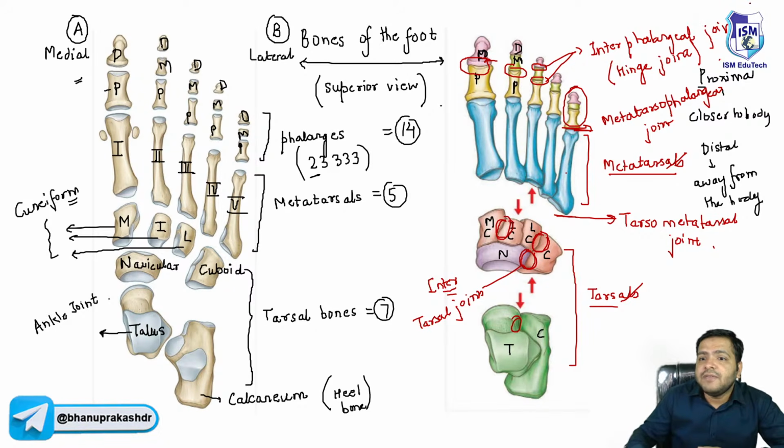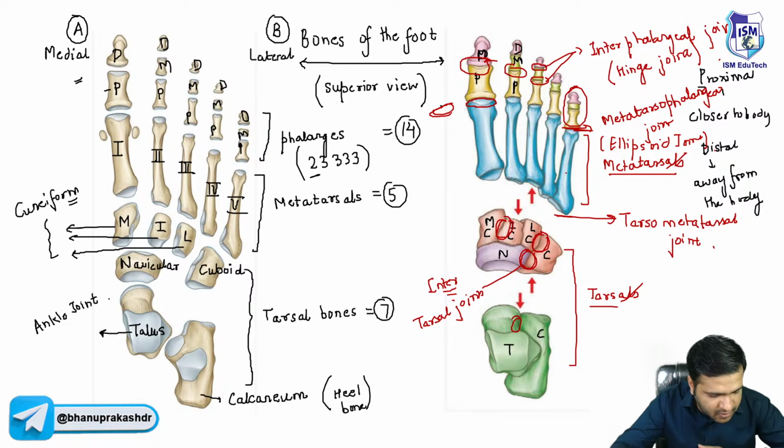Okay. Now we have metatarsophalangeal joints. These are ellipsoid joints, beta. Now when I say ellipsoid joints, they have elliptical shape. इनकी जो shape होती है बेटा वो बिल्कुल elliptical होती है, अंडे जैसी होती है. जो joining surface है, it is in the form of elliptical shape. So that is the ellipsoid joint.